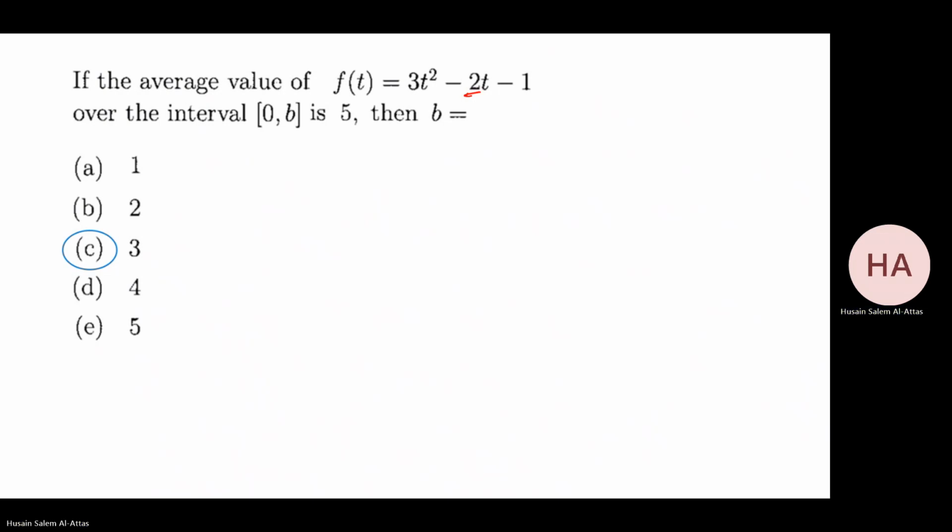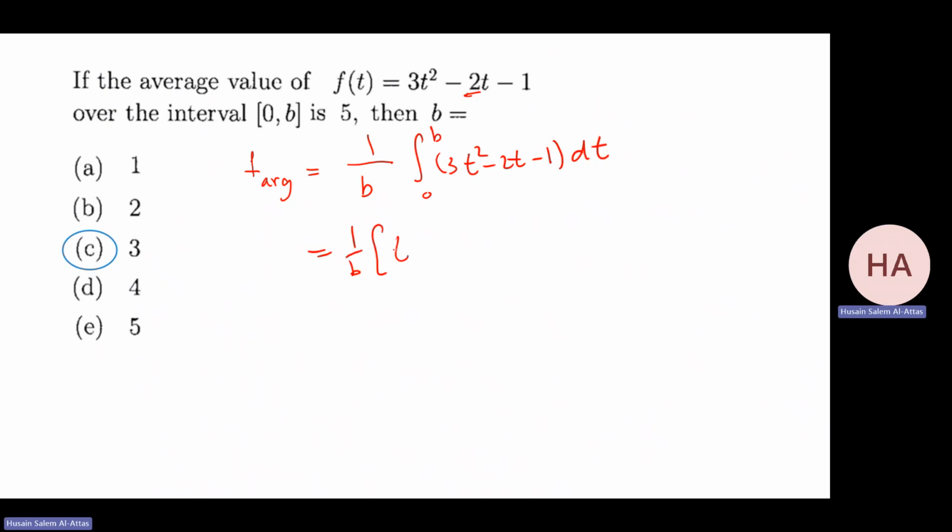Okay, let us do the calculation again. F average is what? 1 over b minus 0, which is 1 over b, integral from 0 to b. Let me do it a little bit quickly. This is 1 over b, t cubed minus t squared minus t, from 0 to b. I did the integration already. So it's 1 over b times b cubed minus b squared minus b. I need to take b as a common factor. I'm getting b squared minus b minus 1.